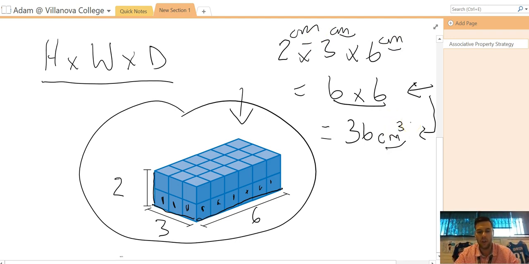Okay, boys, hopefully you've got a little bit of a better understanding with associative property. We will certainly look at this further in detail later in the week.